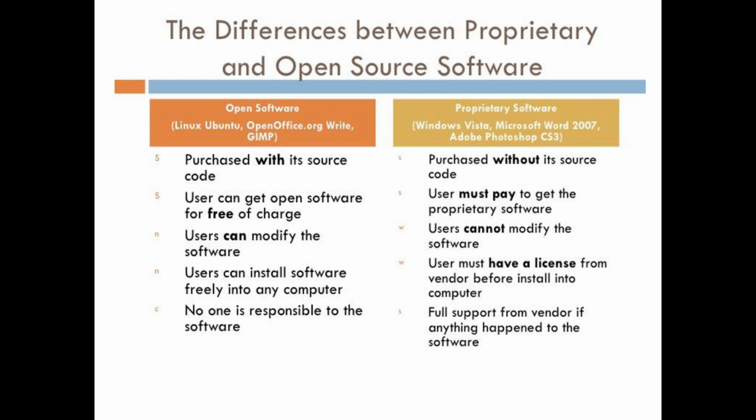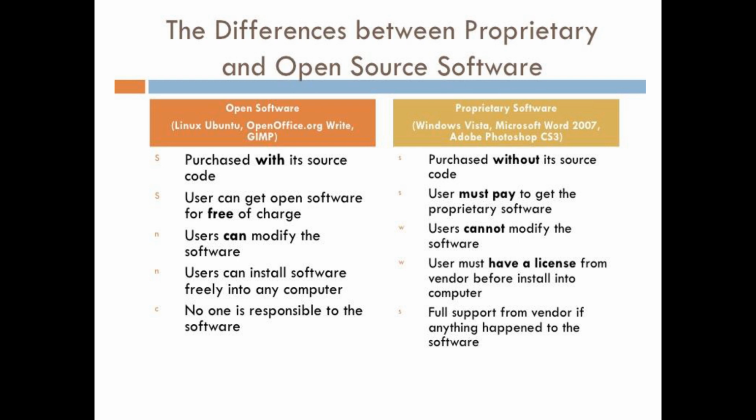The third, foremost important difference is that the user can modify the software because the source code is available along with it. When you go for closed source or proprietary software, users cannot modify the software because the source code is not disclosed to anyone. Only the company will be holding the source code.